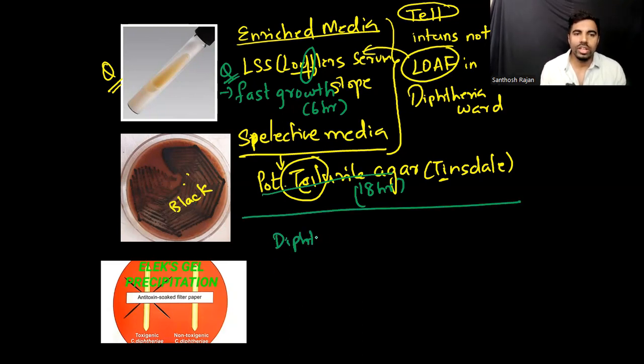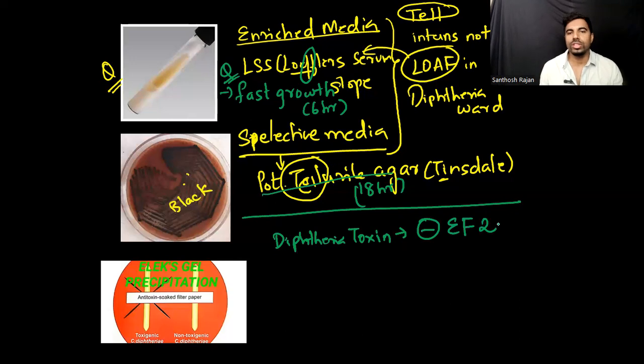Now, diphtheria toxin, you know the mechanism. We spoke about it in the last class. It decreases protein synthesis by inhibiting which factor? EF2 factor is inhibited, so protein synthesis decreases. The toxin is the main culprit there, so don't forget.